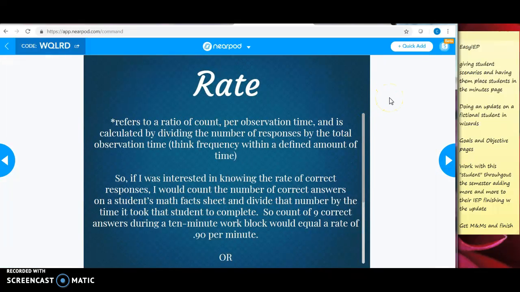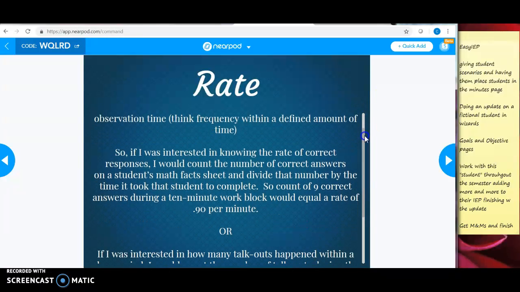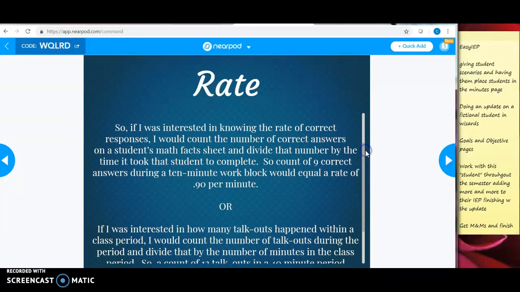The next dimension is rate. So rate refers to a ratio of count per observation time and is calculated by dividing the number of responses by the total observation time. So think about it in terms of it being the frequency of the behavior occurring within a defined amount of time. So if I was interested in knowing the rate of correct responses, I would count the number of correct answers on a student's math fact sheet and divide that number by the time it took that student to complete the worksheet. So a count of 9 correct answers during a 10-minute work block would equal a rate of 0.90 per minute.